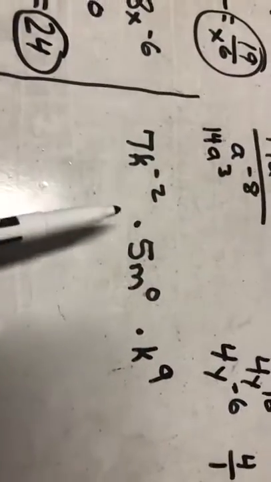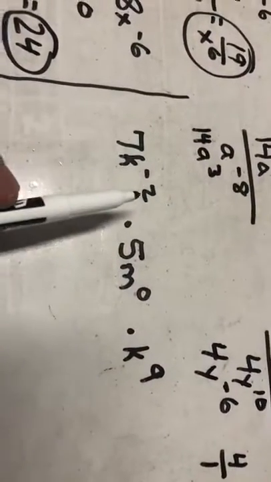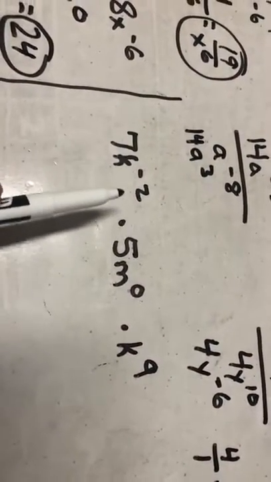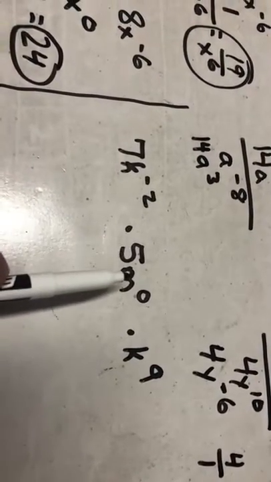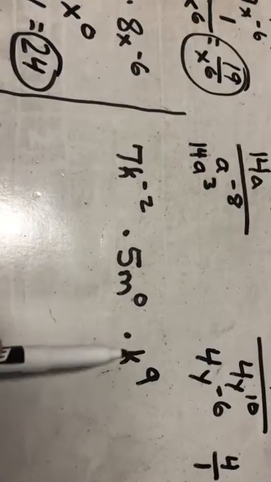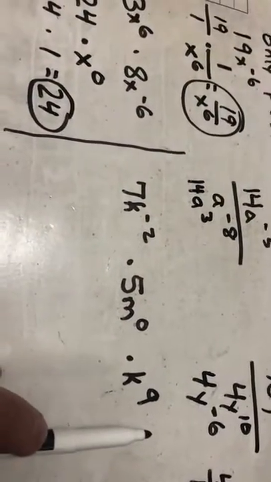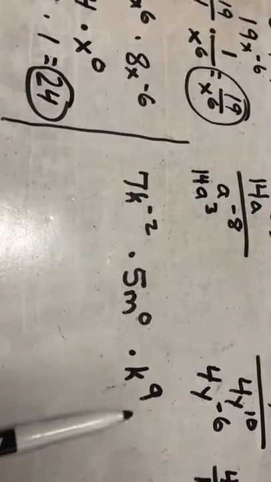All right, a couple more examples. Another multiplication problem here. 7k to the power of negative 2 times 5m to the power of 0 times k to the power of 9.